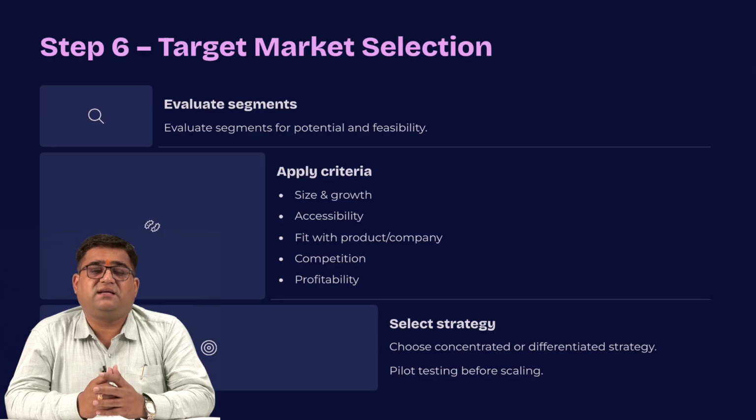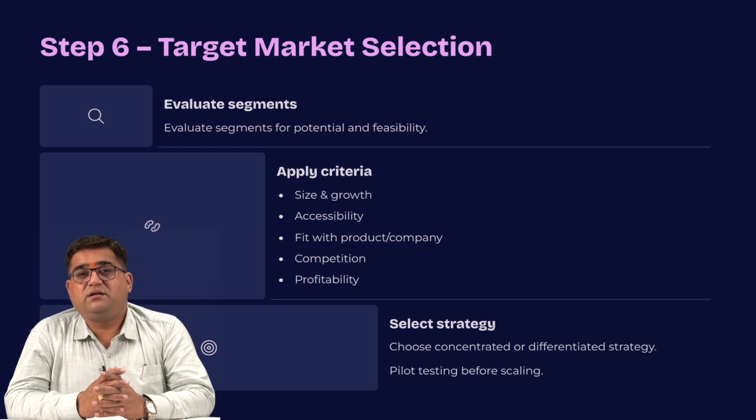Once the segments have been clearly defined, consumer profiles developed, and specific needs identified, the company progresses to step 6, that is, target market selection. This critical phase involves evaluating the attractiveness of each identified rural segment and assessing the company's capability to serve each one effectively and profitably. It's important to understand that not every identified segment will be a viable target. Resources are often limited and market entry may need to be phased.